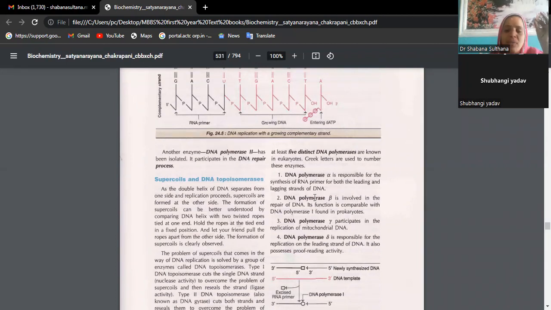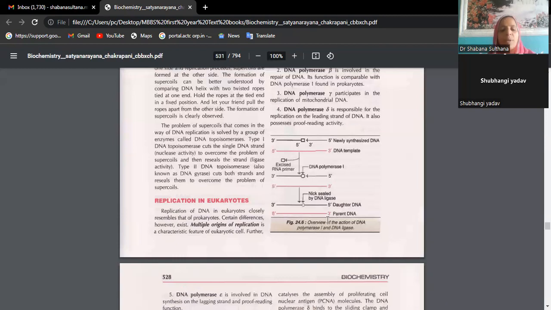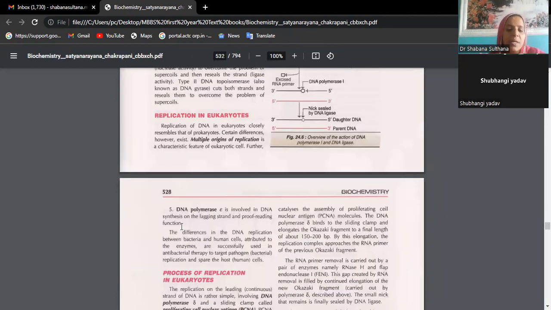So DNA polymerase alpha, then we have DNA polymerase beta. It is involved in the repair of DNA. Okay. So suppose if something goes wrong, beta is helping to repair that. So its function is comparable with DNA polymerase I, which is found in prokaryotes. Then we have DNA polymerase gamma, which is participating in the replication of mitochondrial DNA. Okay, and delta is responsible for the replication on the leading strand of DNA. It also possesses proofreading activity. See, as we proceed, you will learn better. And this epsilon is involved in DNA synthesis of the lagging strand and also proofreading function.